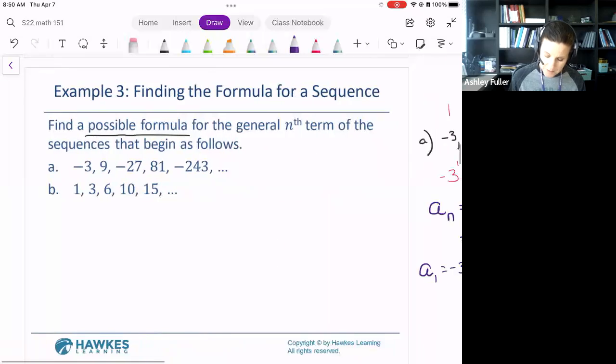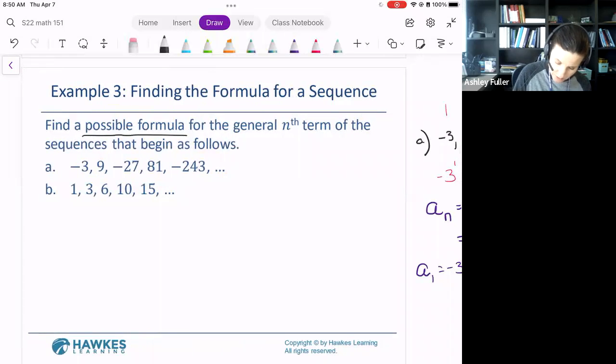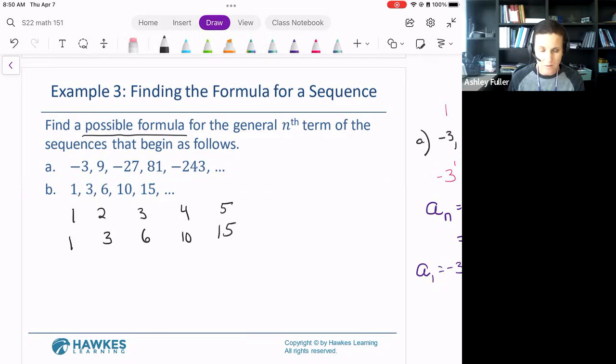If we look at part B here, we can follow a similar process. Our first term is 1. Our second term is 3. Third is 6. Fourth is 10. And fifth is 15. We don't really have anything that we can factor here, but we can rewrite things in terms of each other.